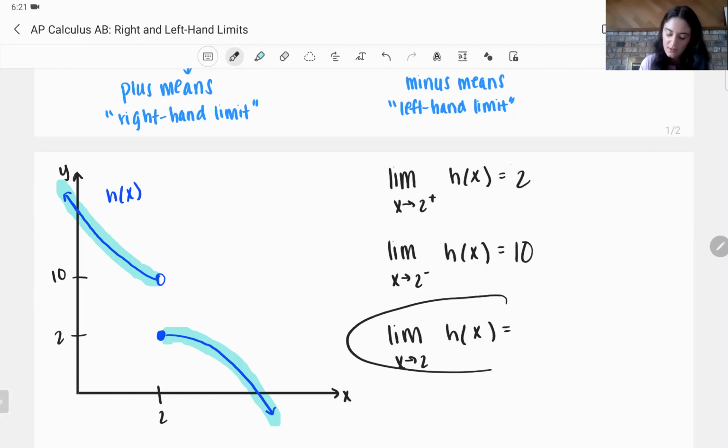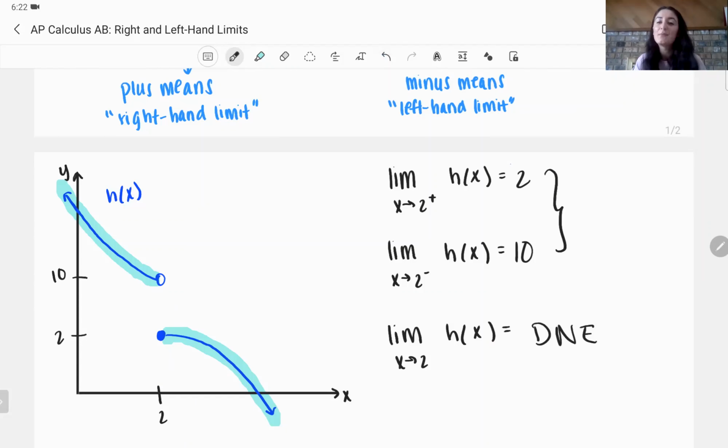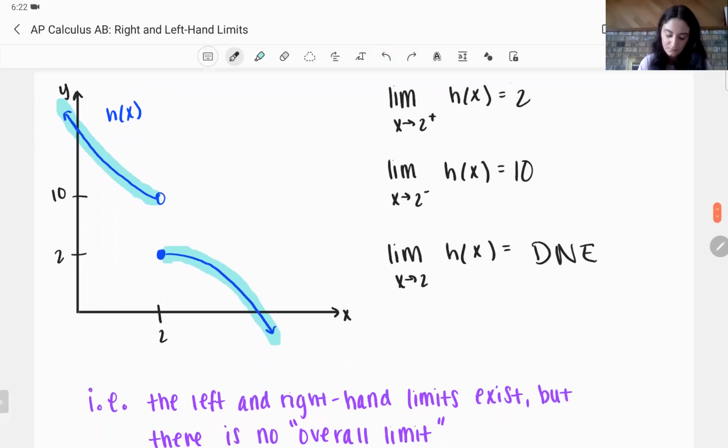And now, what about our overall limit? Does it exist? Well, our right-hand limit is 2. Our left-hand limit is 10. Those numbers aren't the same. They don't agree. So that means that our overall limit does not exist. These two numbers would have to be the same number in order for this overall limit to exist. Because they're different numbers, that overall limit does not exist.